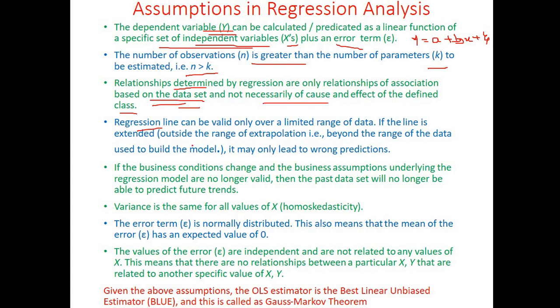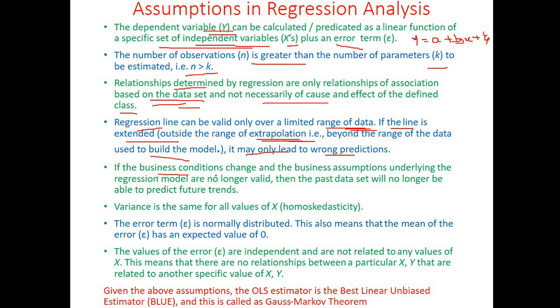Regression line can be valid only over a limited range of data. That means if you train the model on a limited range of data, it will perform well for that range. If the line is extended outside the range, that is extrapolation, meaning beyond the range of the data used to build the model, then it may lead to wrong predictions. So if you train the model with a certain range of data, it performs well. If you use it for data which is beyond the range, then the model will give you wrong predictions.